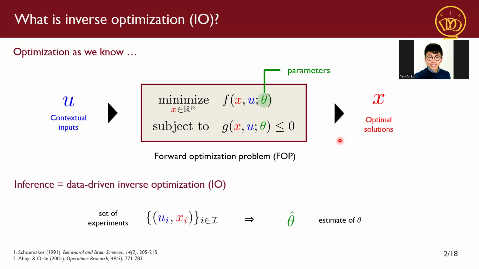And data-driven inverse optimization describes a special case where we have unknown parameters inside the forward optimization problems, but instead we can measure the output decisions at different system conditions u. Then we can collect these data sets, these observations, then make inference to estimate the unknown parameters.